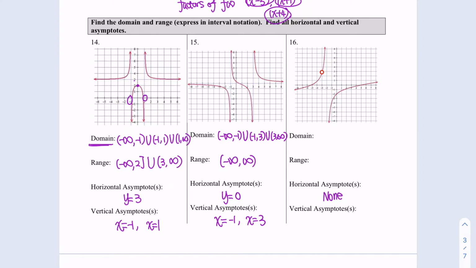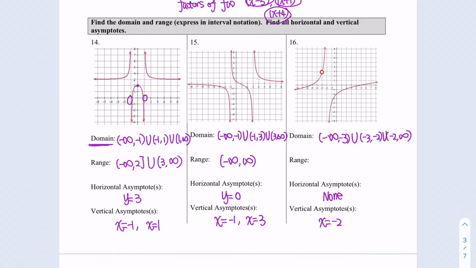Vertical asymptote, x equals negative 2. Domain, x cannot be negative 3 and negative 2. So domain: negative infinity to negative 3, negative 3 to negative 2, and negative 2 to infinity.